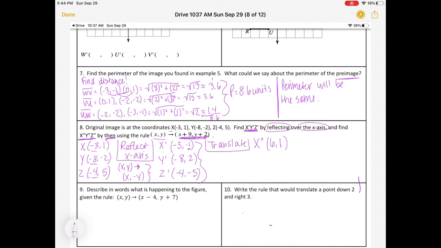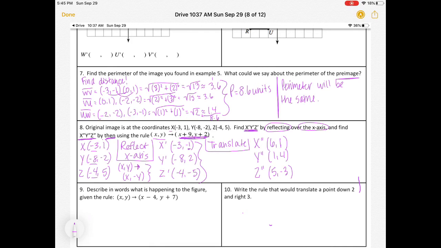I'd pause here and try to find y double prime and z double prime. Okay, hopefully you're just checking now. You should have gotten 1, 4, and 5, -3.